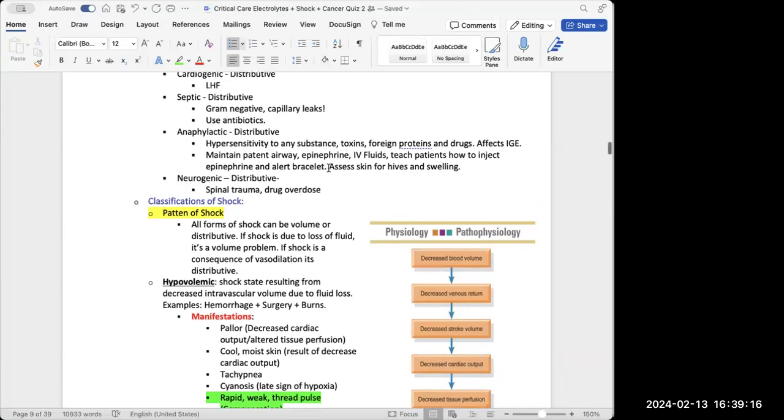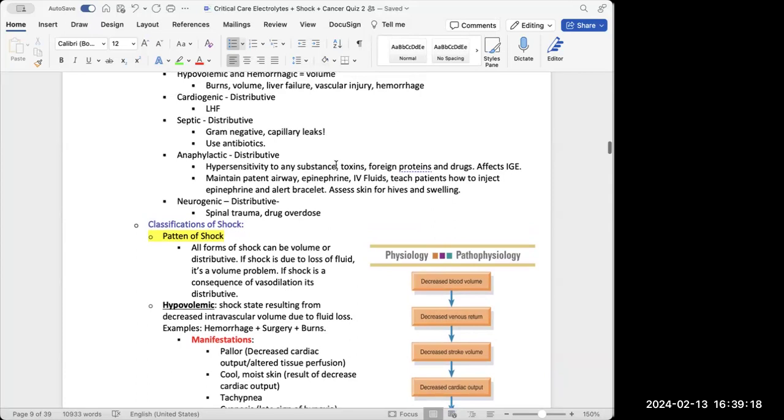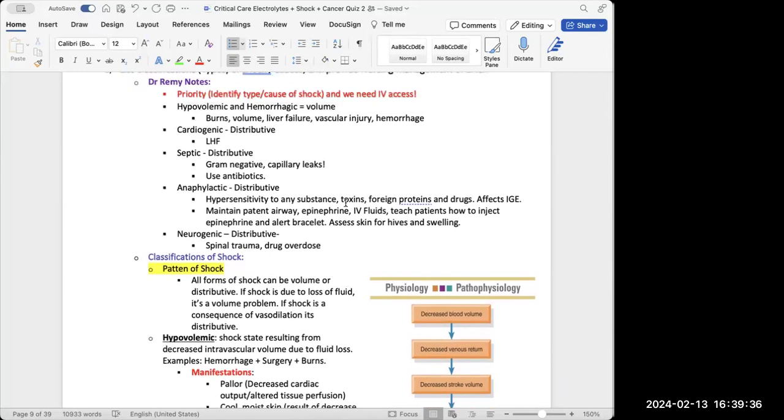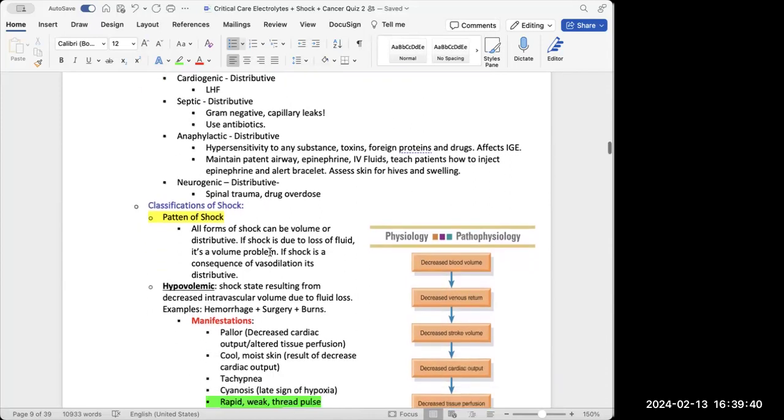So for anaphylactic, our priority is giving epinephrine. And other things that she said that we can do is making sure we teach patients to avoid triggers, how to inject epinephrine, and having an alert bracelet. Our priority is airway here, and that's why we need to give them epinephrine so we can open the airways. And if they have hives and swelling, that's indicative of anaphylactic shock, especially swelling in the face area.